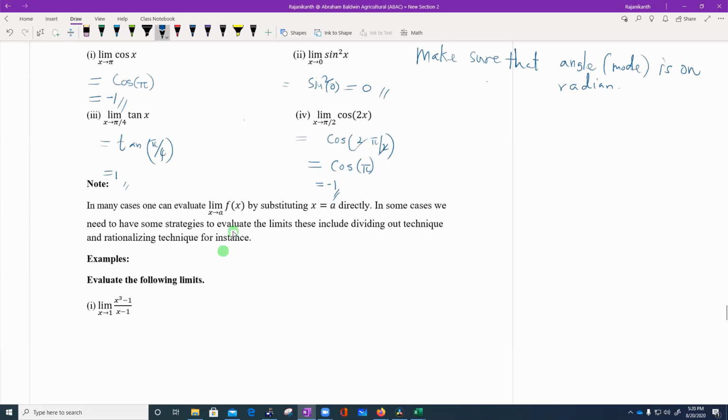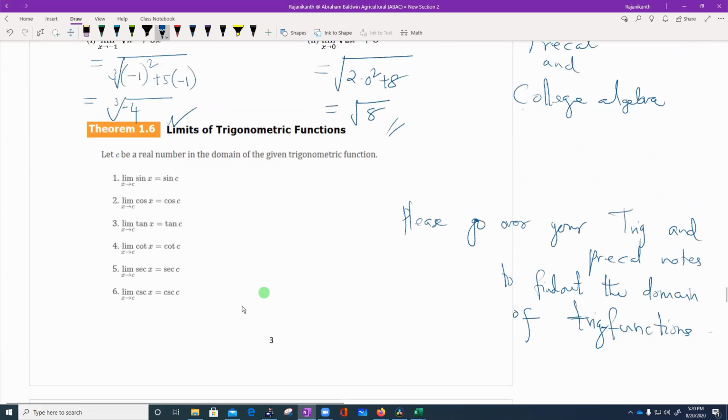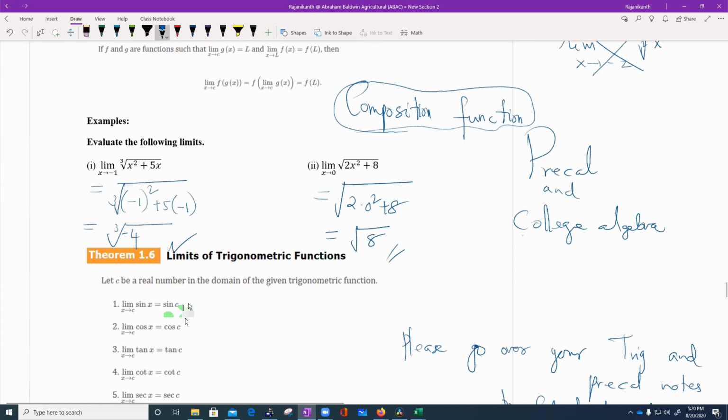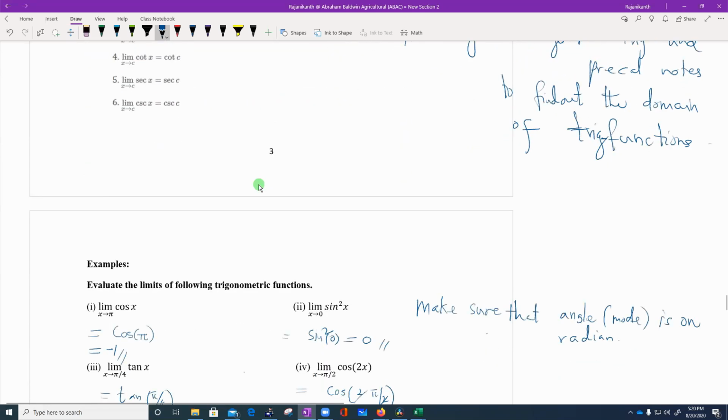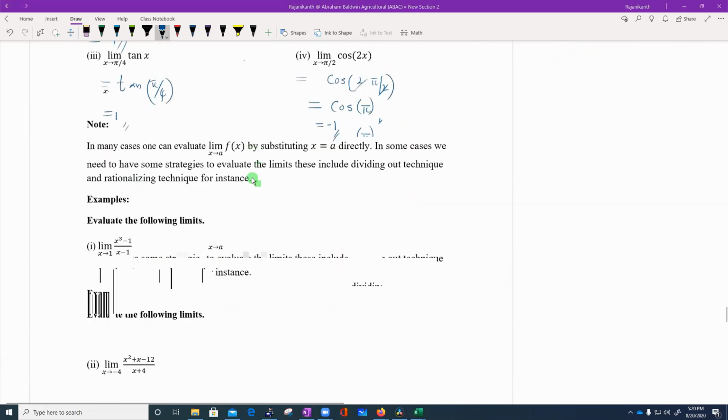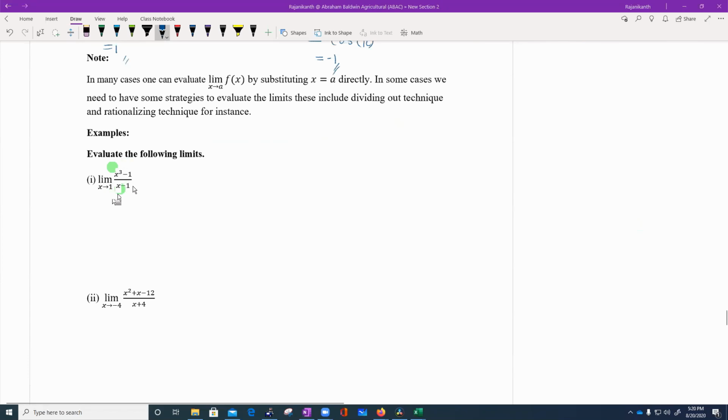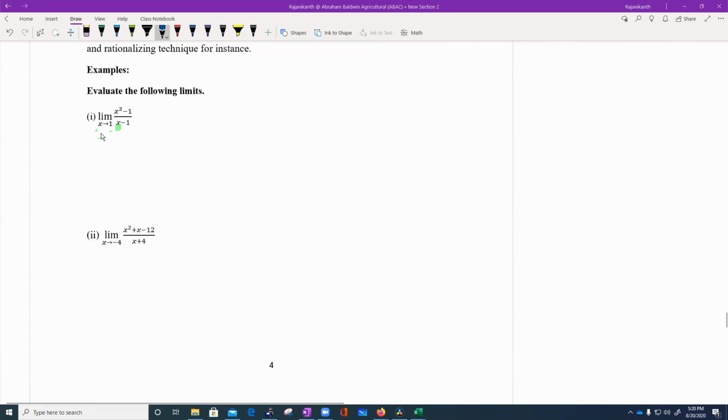Okay, so far we are good. We are simply plugging into the function for a particular x value. But there are some cases where you will not find the answer. For example, look at this one. Could you find the limit of this function as x goes to 1? What will happen if you plug 1 into this function?